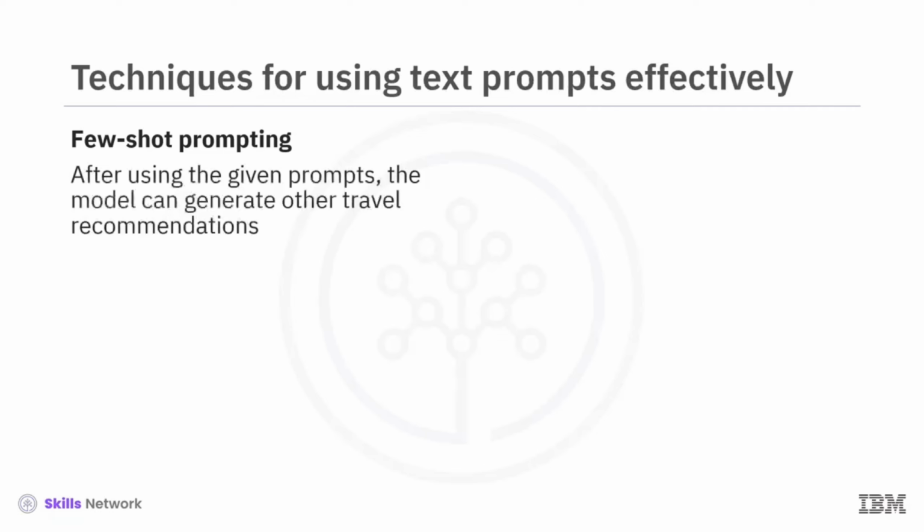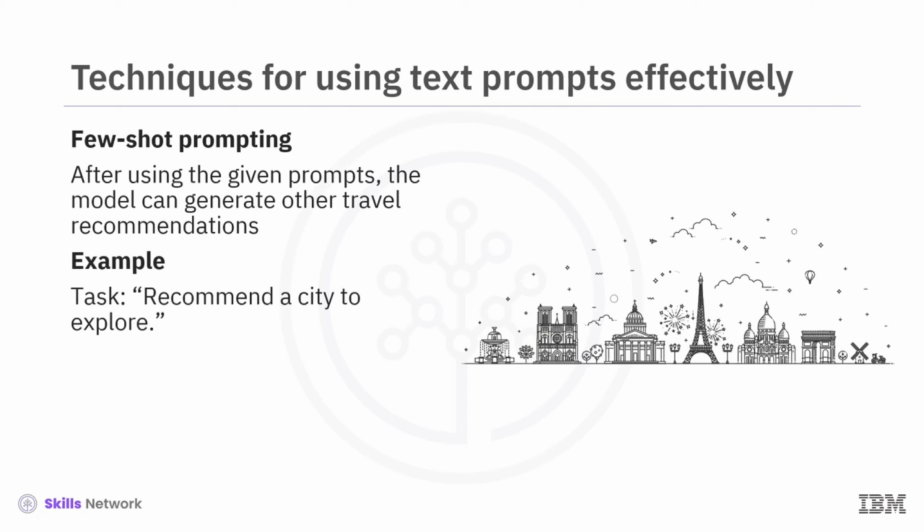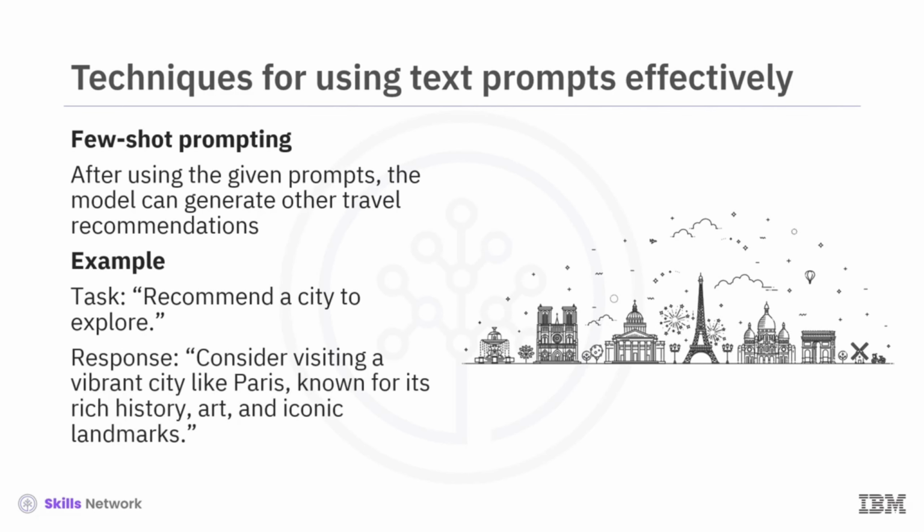After using these few-shot prompts, the model can generate travel recommendations for other types of vacations. For example, if the task is to recommend a city to explore, the model will generate an answer. "Consider visiting a vibrant city like Paris, known for its rich history, art, and iconic landmarks." This is how the model can generate travel recommendations for different types of vacations based on the minimal training data provided in the few-shot prompts.